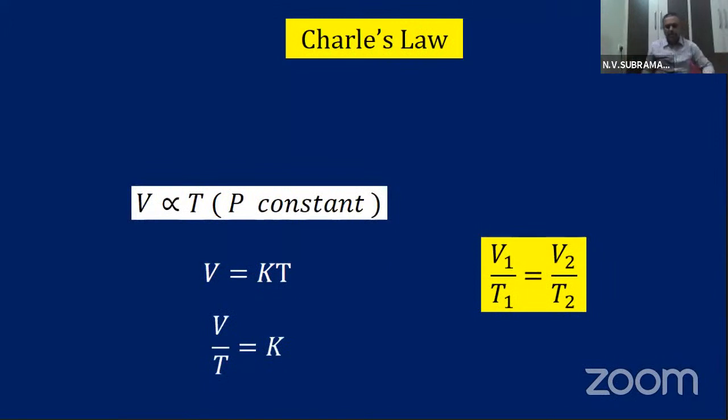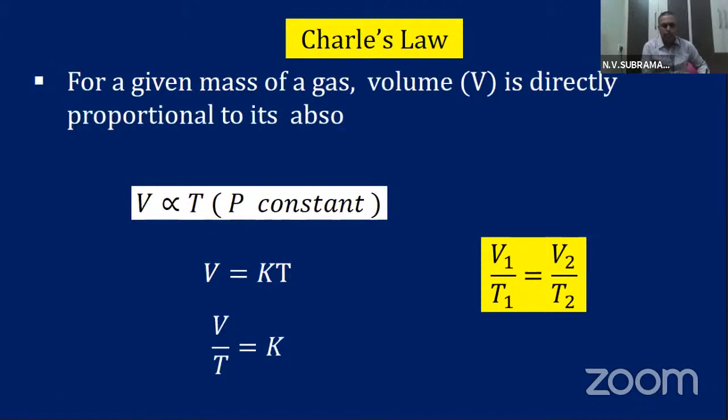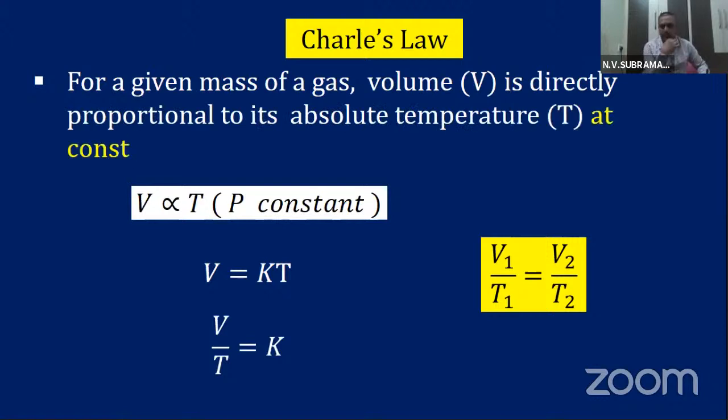This means that the volume and temperature are directly proportional, provided pressure remains constant. That means for a given mass of a gas, volume V is directly proportional to its absolute temperature at constant pressure. When the pressure is kept constant, volume and temperature are directly proportional. That means V is directly proportional to T.